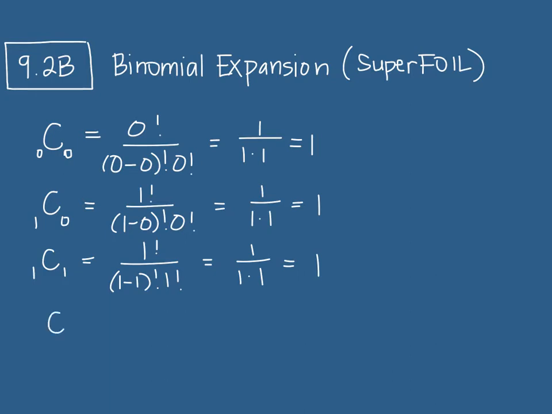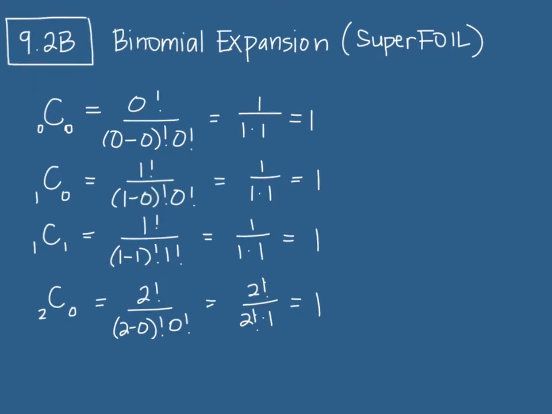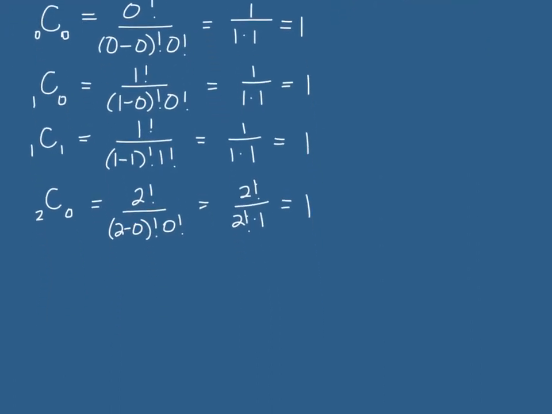Okay, if we've done the combinations of zeros and the combinations of zeros and ones, how about the combinations of 2 with 0? What do we get? Well, we're going to get 2 factorial over 2 minus 0 factorial over 0 factorial, which is 2 factorial over 2 factorial times 1, which is still 1. I don't know if you can see where I'm going with this. How far do you have to go to finally get something that is not 1 anymore?